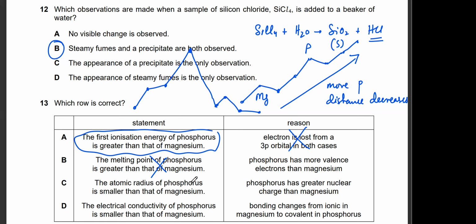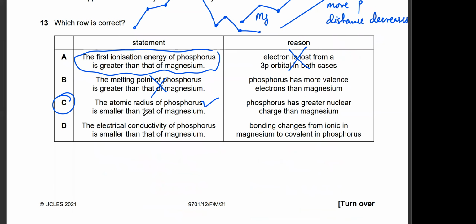The atomic radius of phosphorus is smaller than that of magnesium. That is true. Across the period, maine kaha distance gradually decrease hota hai because of the greater nuclear charge. So it is C, definitely C. Theek hai, so that's clear. Clear hai sabko?